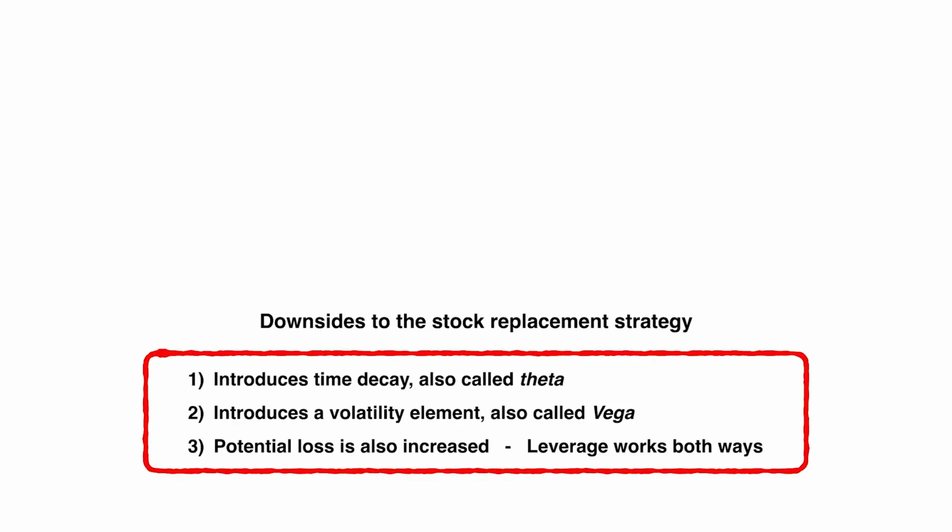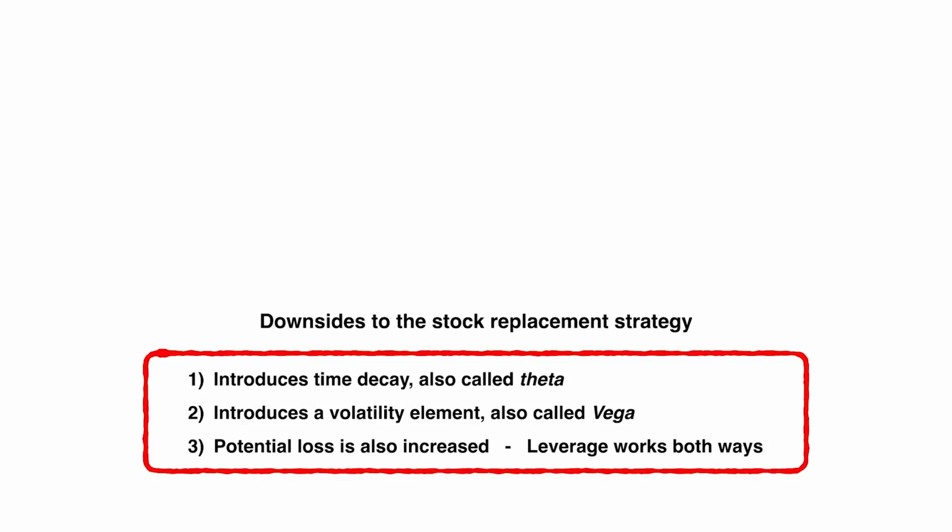First of all, option trading introduces time decay through another Greek symbol called theta. If the underlying stock goes nowhere, the stock buyer doesn't lose anything, but the option buyer is slowly bleeding capital through time decay. Second, it also introduces a volatility element through the Greek symbol vega. Long options are long vega. So in a nutshell, if the underlying volatility rises, the long option gains value, and if it drops, it loses value. So it's something external that needs to be taken into account.